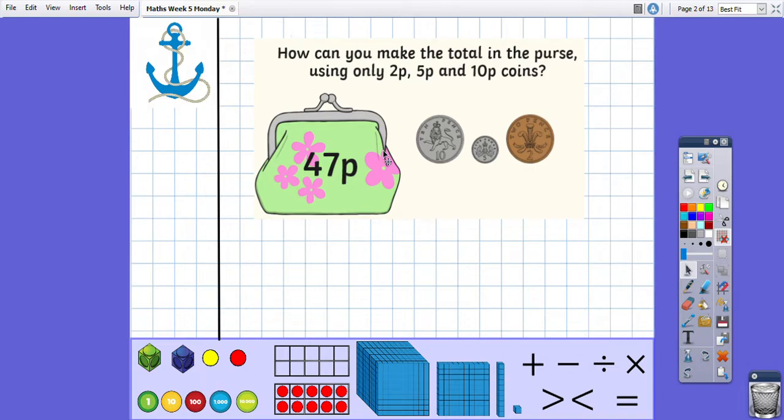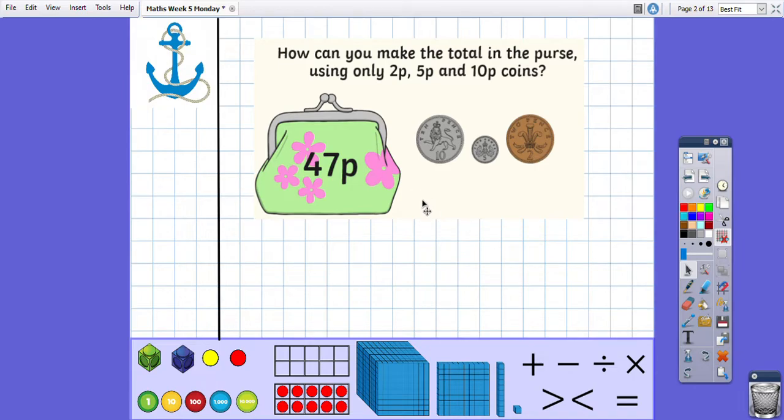So I found my purse the other day and I've got 47p in my purse, but I've only got 10p's, 5p's and 2p's. Can you write down and work out how I could make 47p in my purse using just those coins? So pause the video and then come back and we'll see if you're correct.